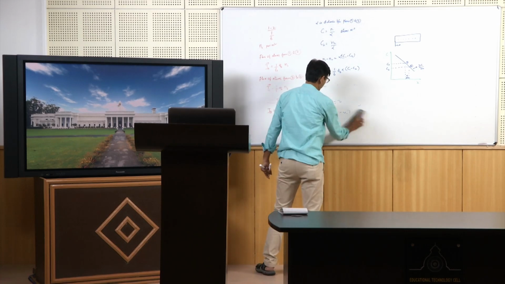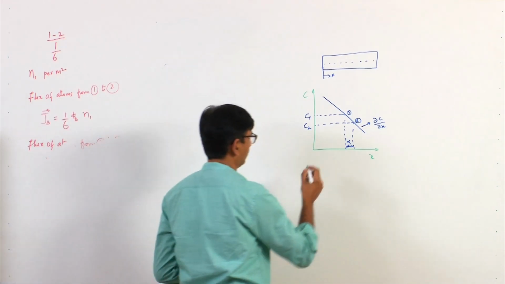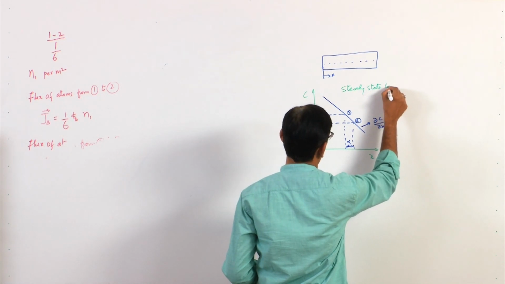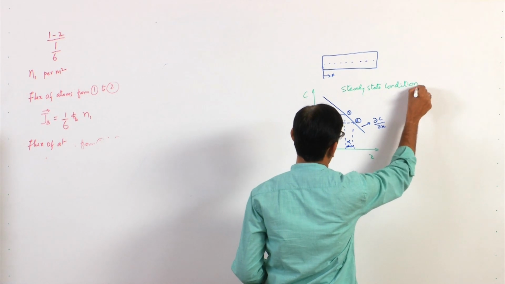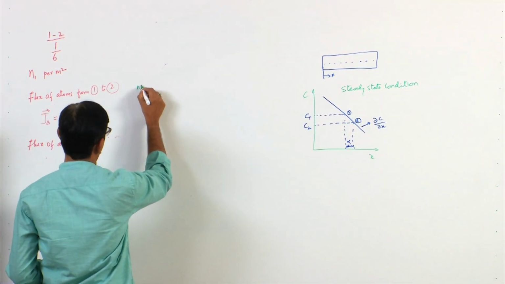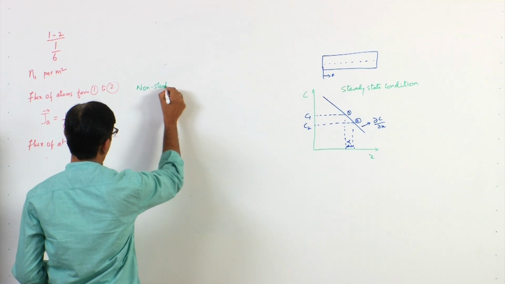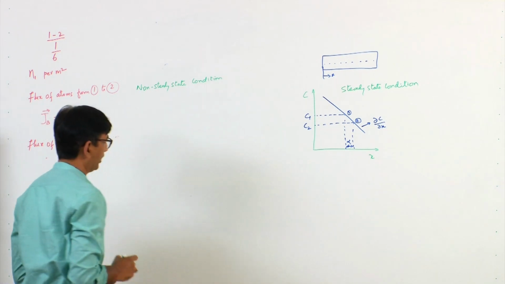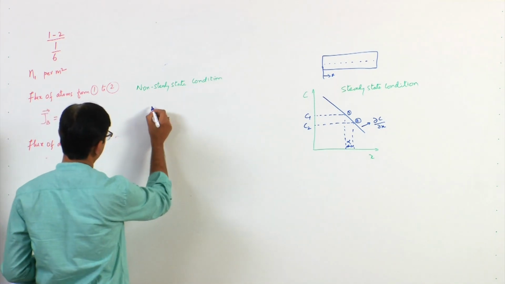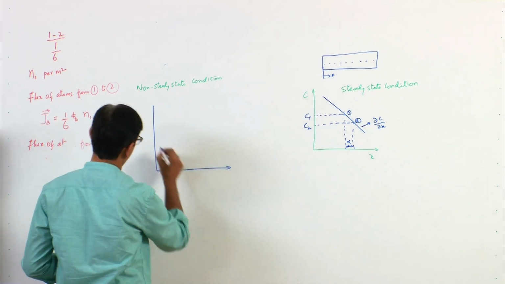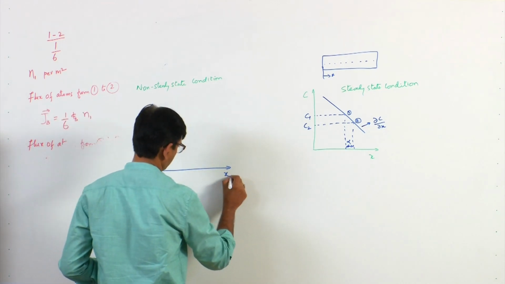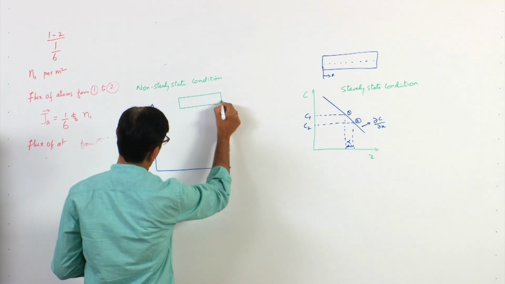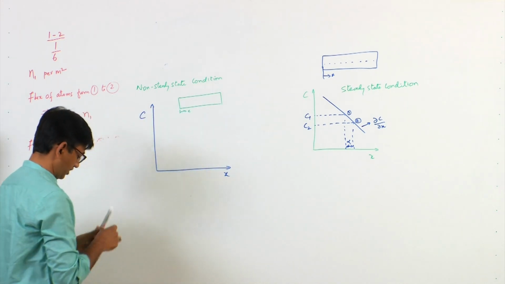that I will show you. So, this is for steady state condition. Okay. For non-steady state condition, the graph will be like this. This is my concentration, this is the distance x. Okay. Let me plot the graph here, this distance x, and the graph will be like this.